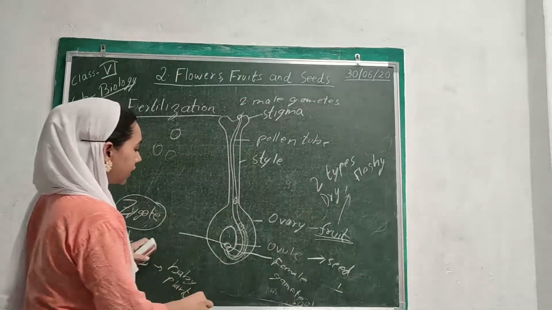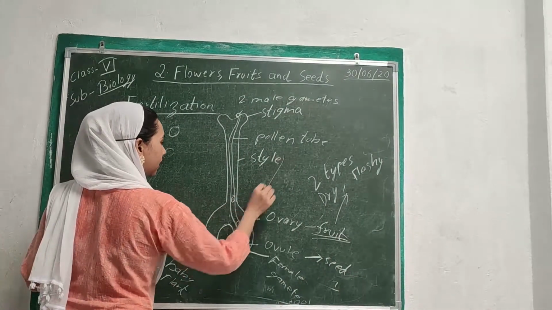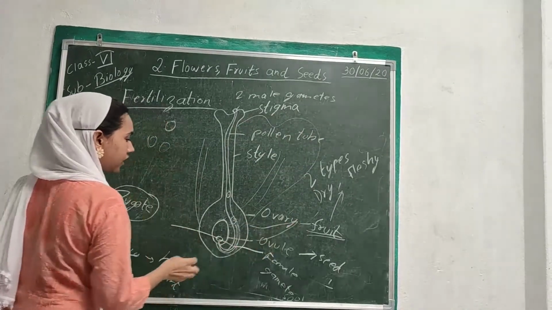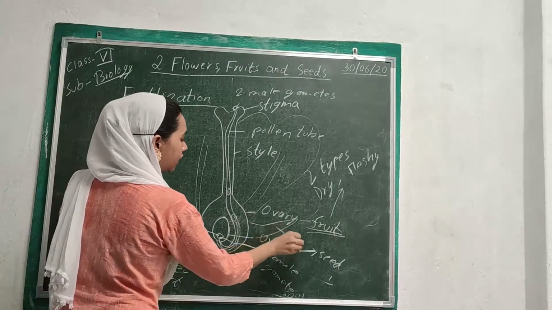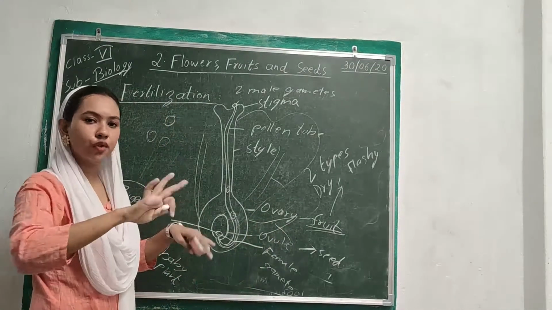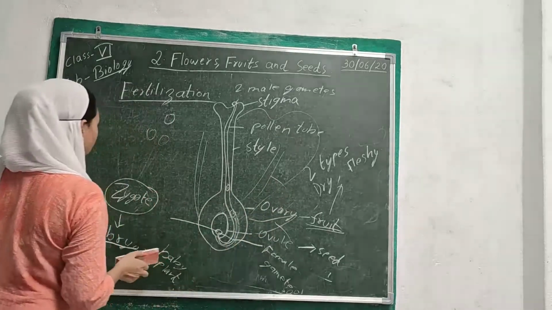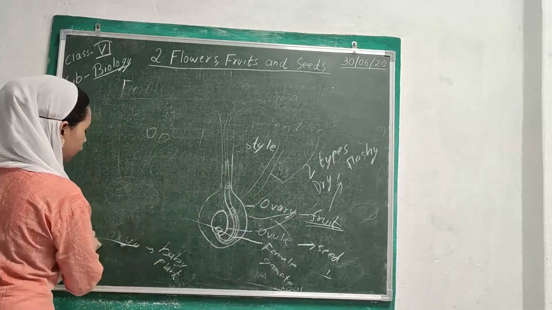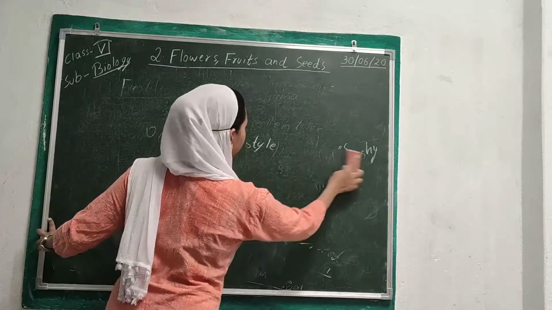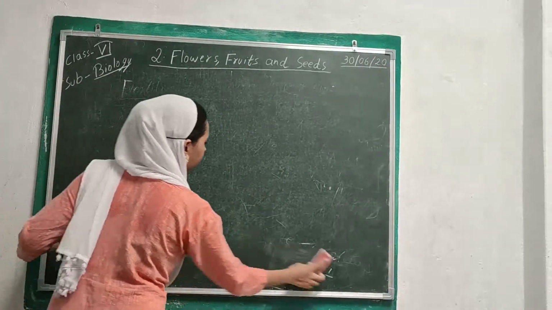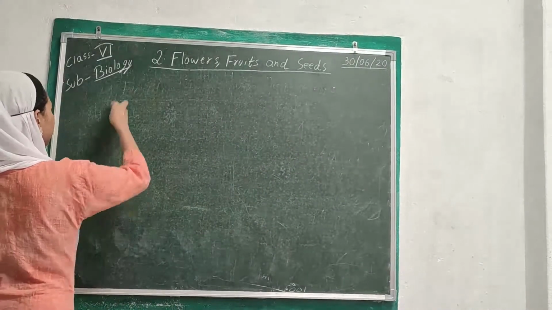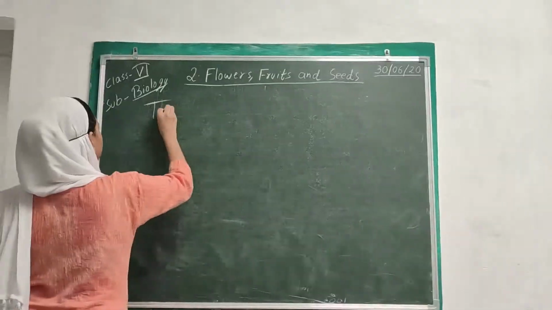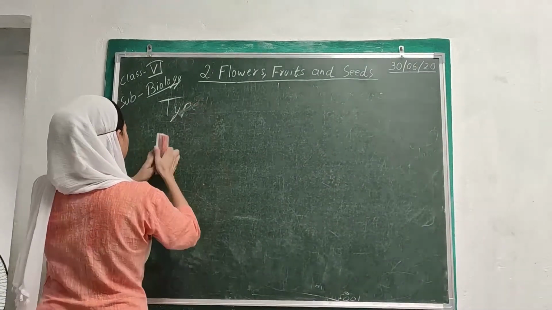After fertilization, what happens? Remember, there were stamens, petals and sepals. After fertilization, all these parts dry up and fall off. As we said, the ovary transforms into the fruit. So now we know what a fruit is: the fruit is nothing but the ripened ovary. Next, parts of fruits.